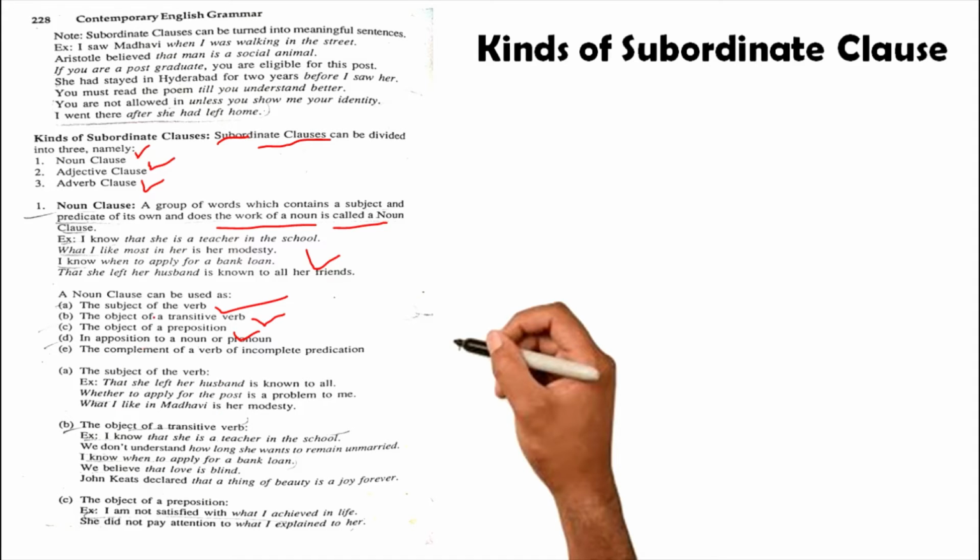So the second type of clause is the adjective clause. What are adjective clauses? We will see. First, how a noun clause works: I am not satisfied with what I achieved in life. Here, as in the preposition example, we use life. So this is called a noun clause.